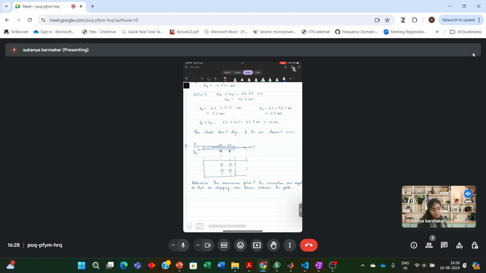It's also given that there are four bolts used for the connection, and each is tightened so that it is subjected to a tension of 4 kilonewton.